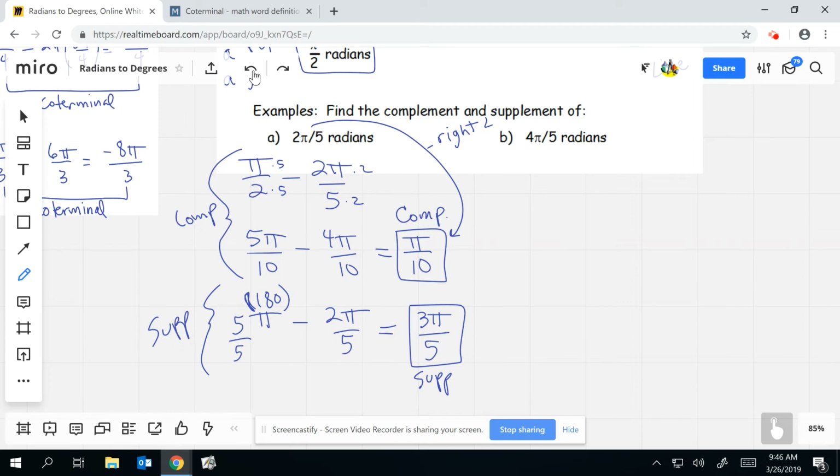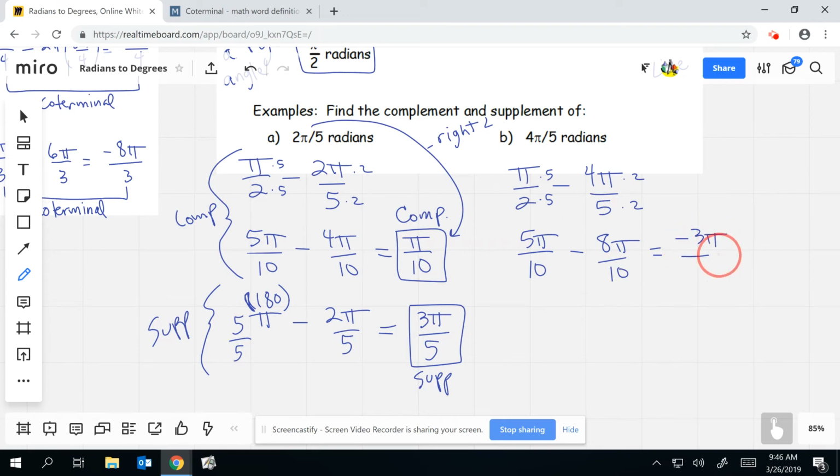So let's try letter B. If I take pi over 2 and subtract 4 pi over 5, and again, I got to make them both 10s, so I got to multiply that one by 5 and that one by 2. So you get 5 pi over 10 minus 8 pi over 10. I end up with negative 3 pi over 10.